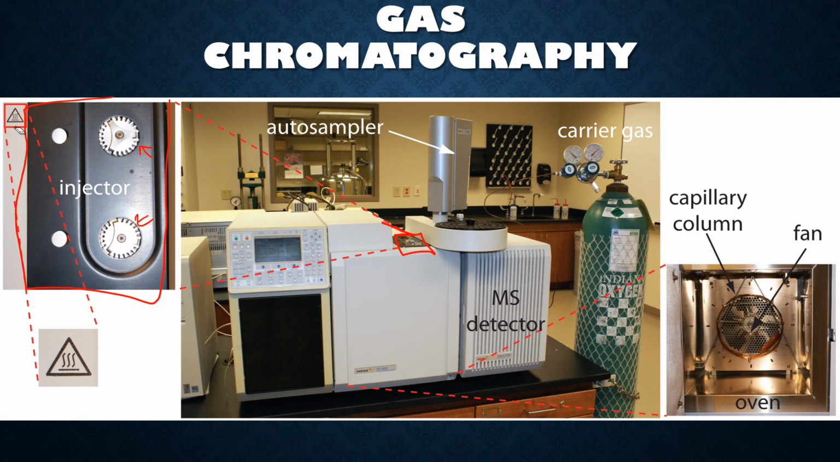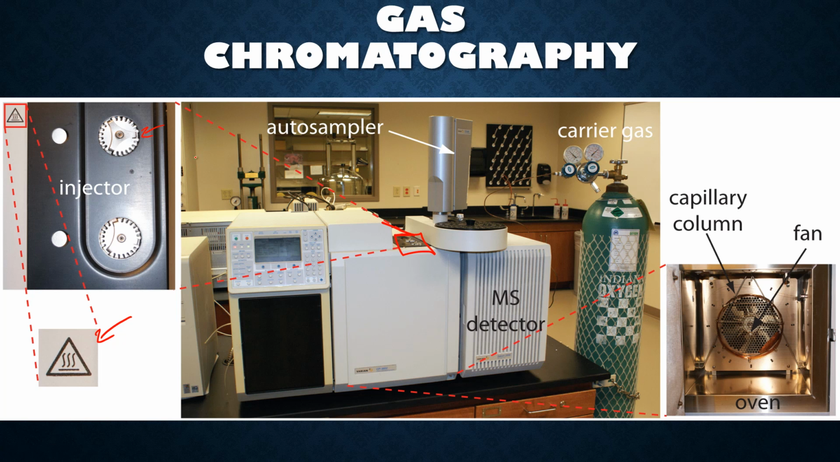And the other thing about the injection point here is that it's really hot. You can see that by this symbol here. It's really hot, and that's because we want to vaporize the samples as we inject them into the chromatography machine. We're trying to turn them into the gaseous state. That's what I mean by vaporize.